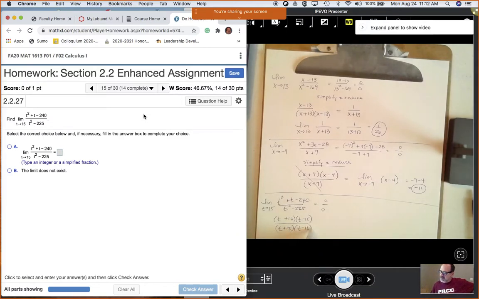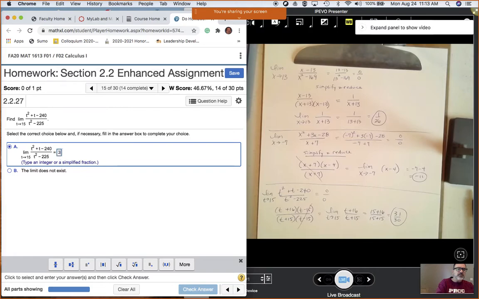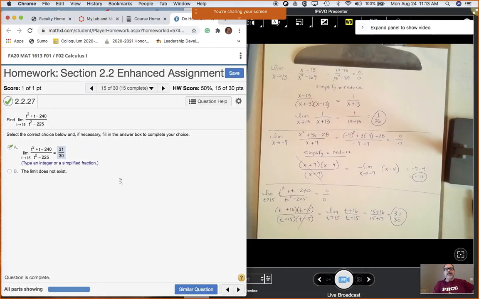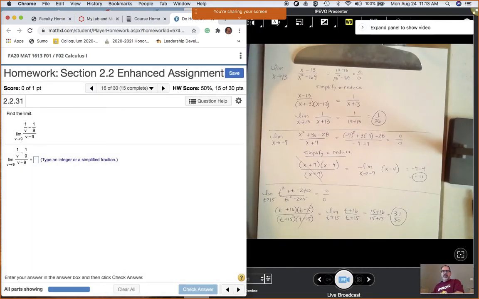The t minus 15's cancel. So we get the limit as t approaches 15 of t plus 16 over t plus 15. 15 plus 16 is 31. 15 plus 15 is 30. So we're going to get 31 over 30 for an answer. And we reduce that. Okay. We'll just keep throwing fun things at us.